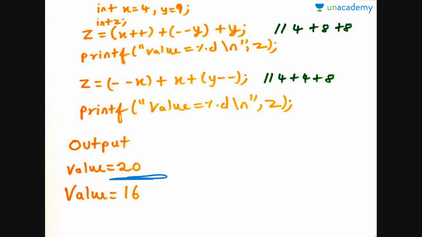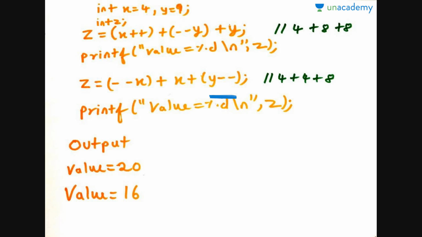Now let us go to the second expression. z is equal to minus minus x plus y minus minus. So minus minus x is the pre-decrement. Now the value of x, which was 4 over here, its final value changes to 5. Now with the pre-decrement, it will change again from 5 to 4. So we have 4 over here, plus now the value of x has changed to 4, so you will have 4 over here also, plus 4 plus y minus minus.